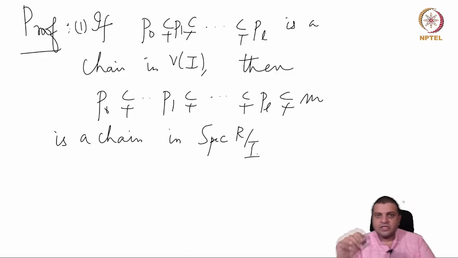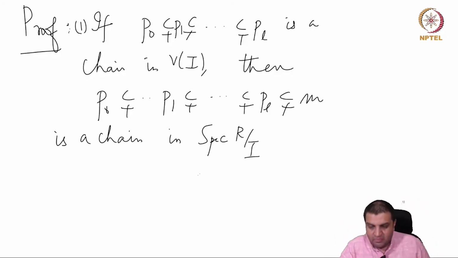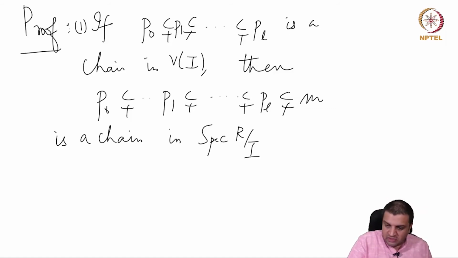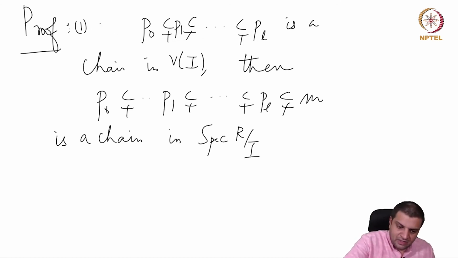Now, the dimension of the ring is determined by this value, and the dimension of V(I) is determined by this. Okay? So therefore, it's always at least one more. If you have any chain like this, if this is a chain in Spec R/I, then this is a chain in V(I). So in fact, we can remove this "if" here, and say "if and only if".